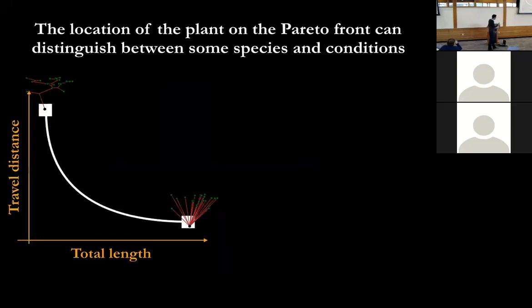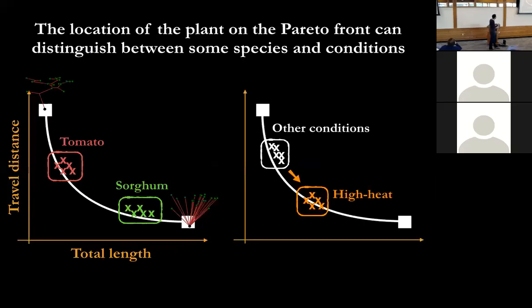Okay, so I'll just give you an example here. If we looked at where the tomato plants lie, they all lie somewhere around here. And then all the sorghums lie closer to here. This is maybe not so surprising because sorghums literally do look very much like this, as they are grasses. But actually the more interesting thing for us was what happens as we varied the conditions.